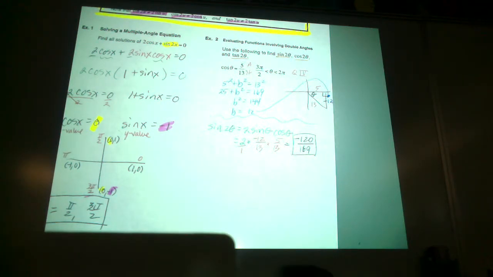Yes, so that seems reasonable. But you'll find something in a minute that won't seem reasonable. So then let's move on to cosine. So cosine of the double angle.